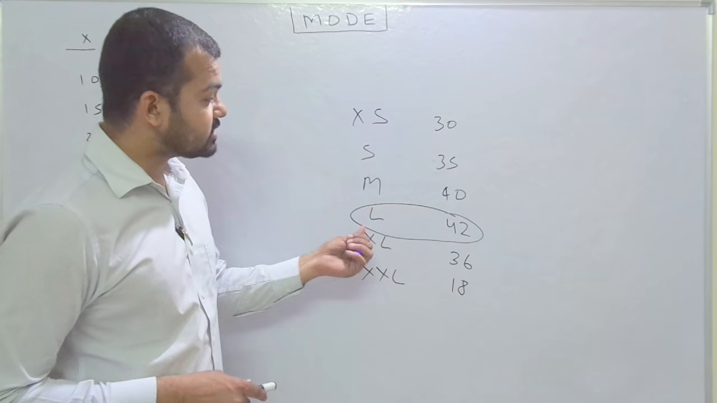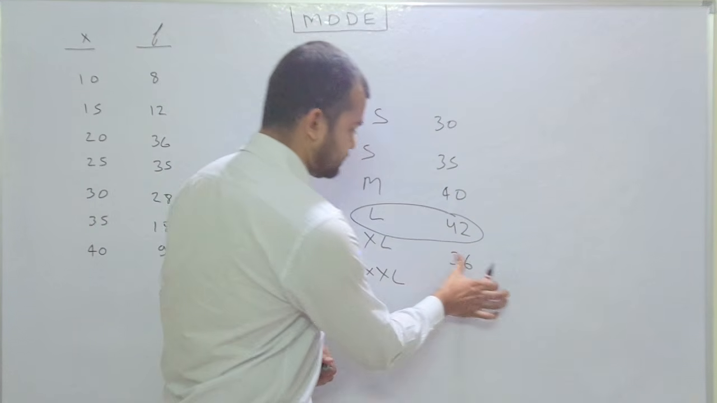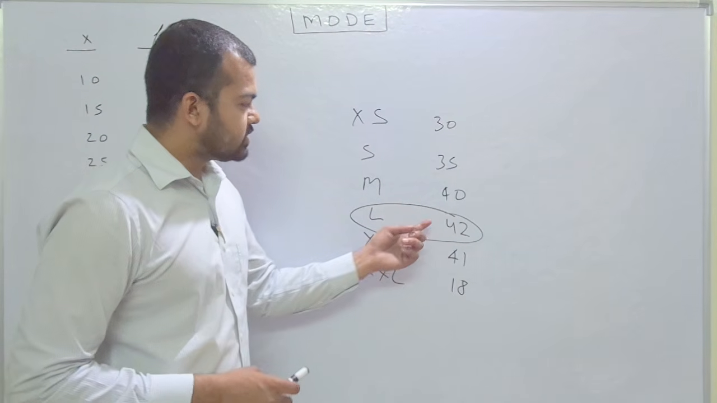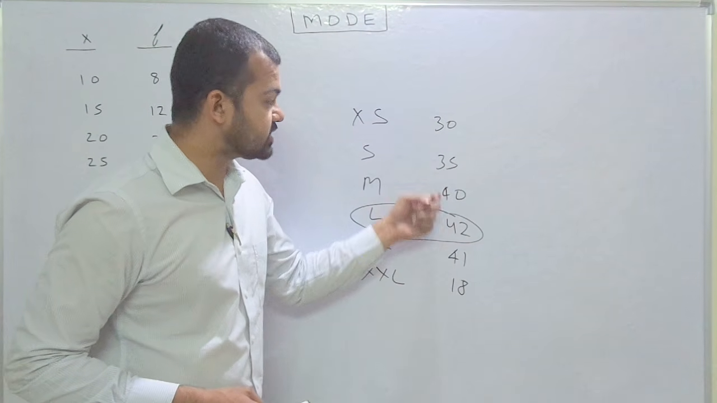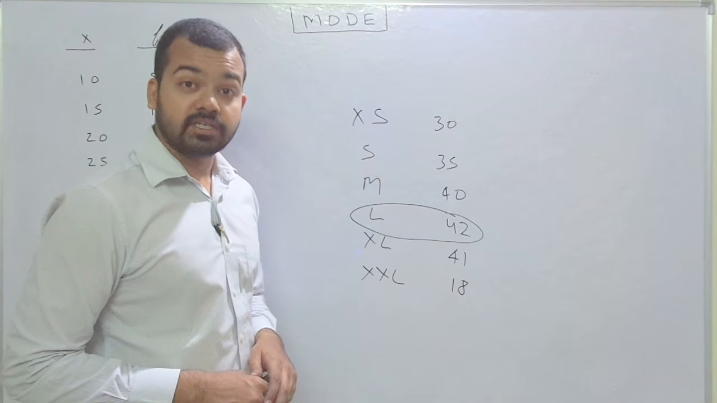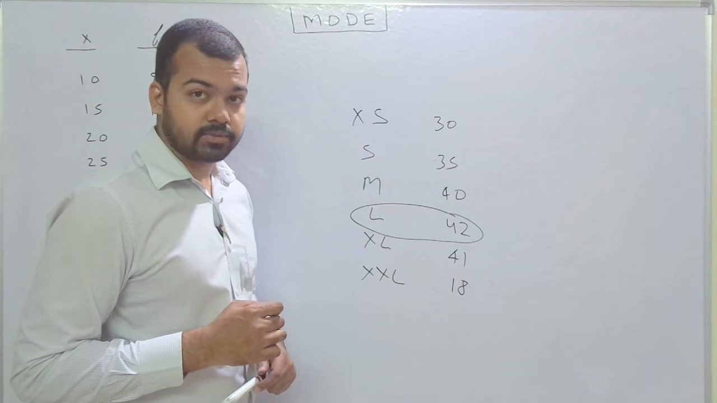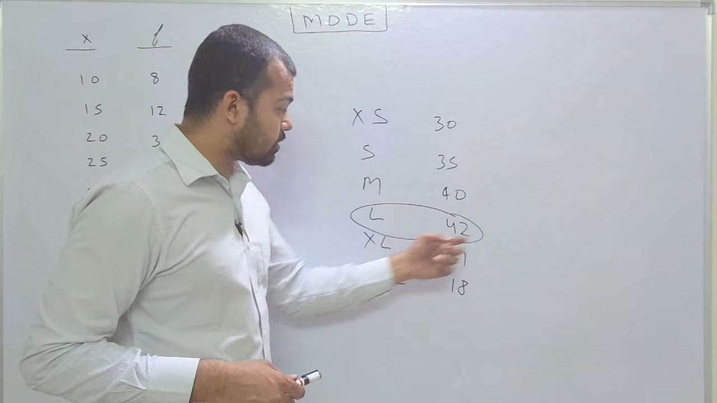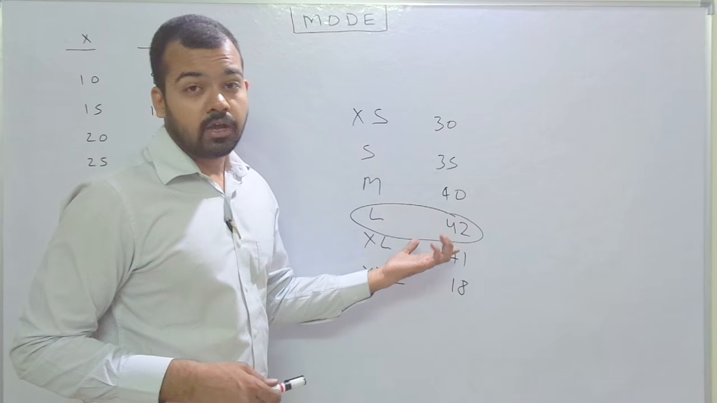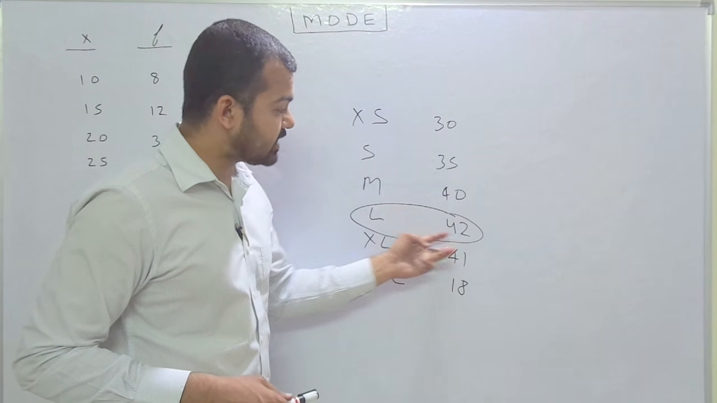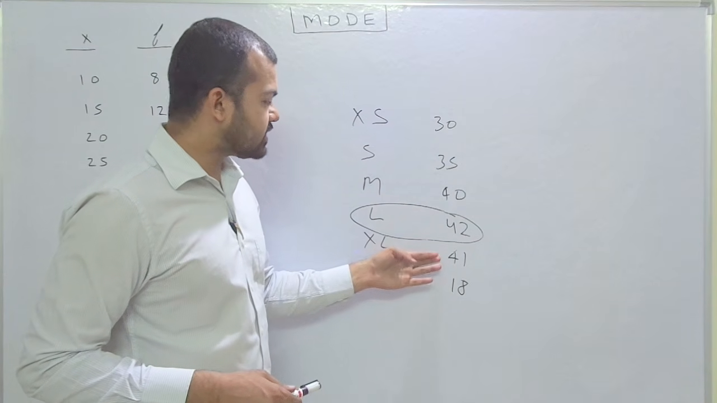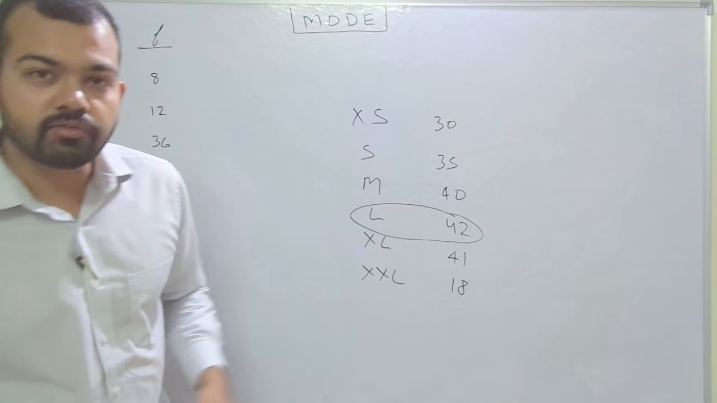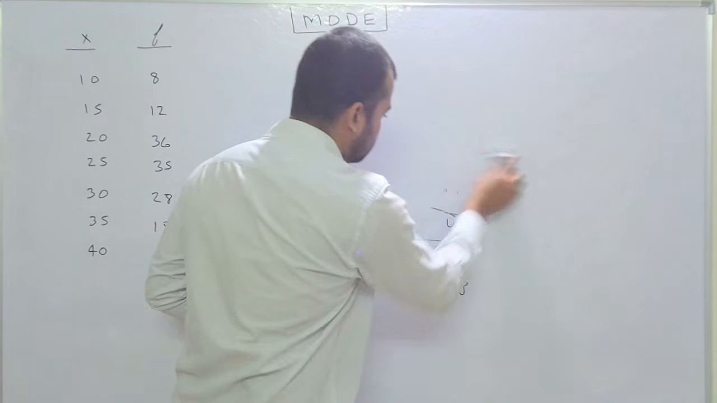But now suppose we change these figures, for example this one to 41. It means the data is heavily concentrated on either side, so we need to make a grouping table. This is a very complicated step, so be careful in making the data. Visually, by just observation, we can say that large is our modal value because it occurs the most number of times, 42 times. But when the data is heavily concentrated on either side, we need to make grouping tables. That is what we will learn in this video.